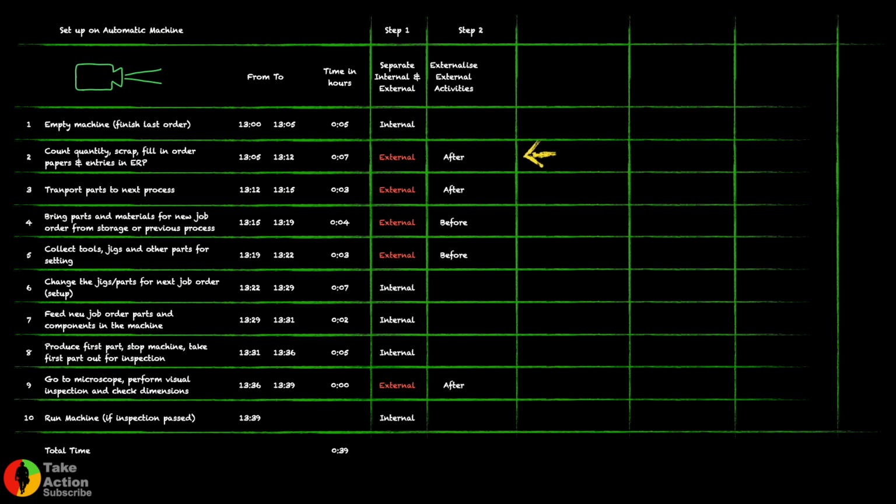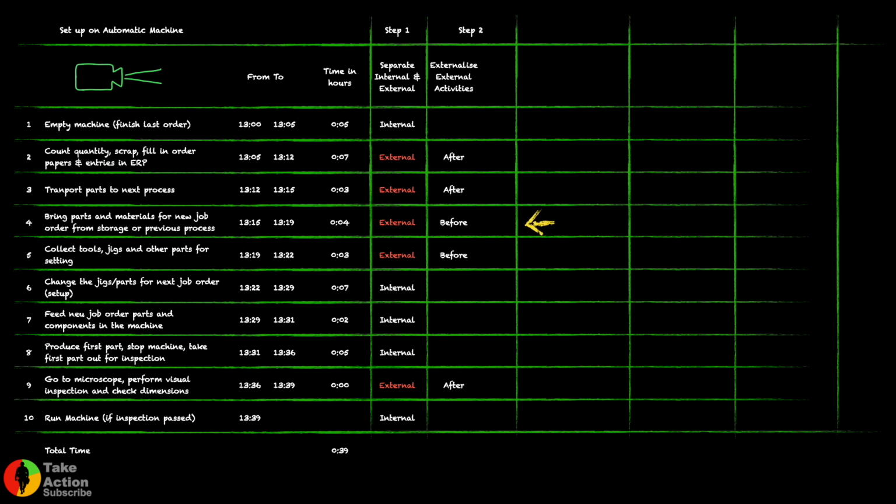Activity number 2 is to count the quantity and the scrap, fill the papers and do the entry in the ERP system. This can easily be done after starting the machine with the new job. So this is an organizational issue. Through training of the operator, this can be easily managed. Then we have activity number 3, transport the parts to the next process. It means that after finishing the previous job order, the operator was transporting, but this can be done after starting the new job order.